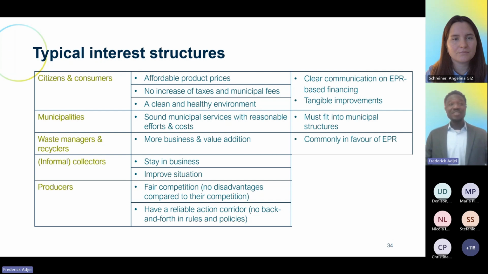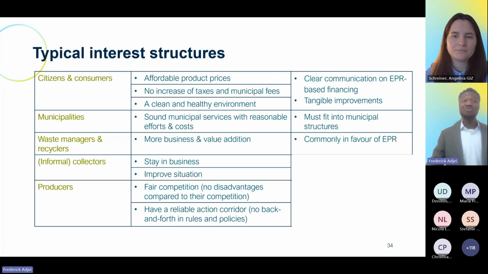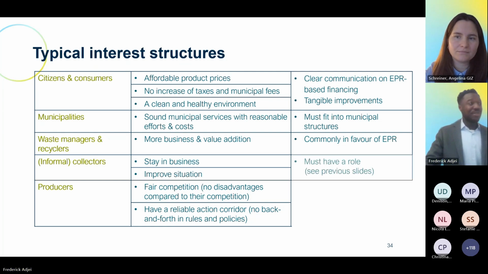We look at waste managers and recyclers. You will likely not find many problems here. They are very, very happy. EPR means that they are going to be relied on by producers to fill their quotas, to be able to tell the government, hey, we have been able to collect back what we put on the market. So usually you don't have a lot of problems here if you do everything right.